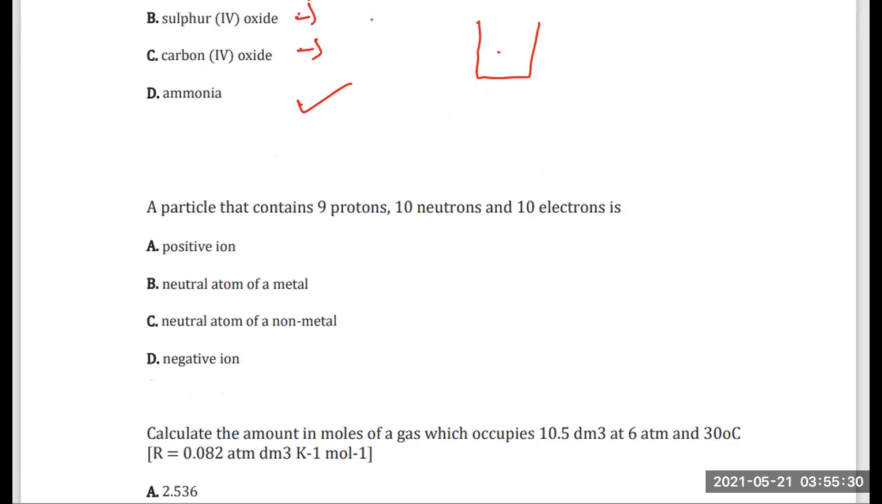We know that the number of protons and electrons are expected to be the same for a neutral atom. If the number of protons and electrons are not the same, it means that it has gained or lost an electron. So in this case, it has gained. If it gained an electron, you expect that you are going to form a negative ion.